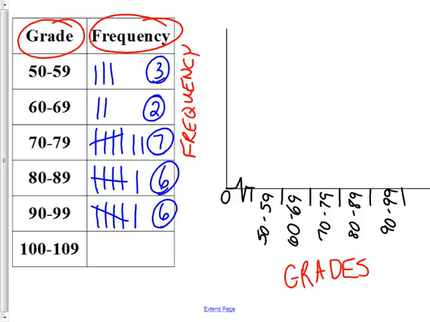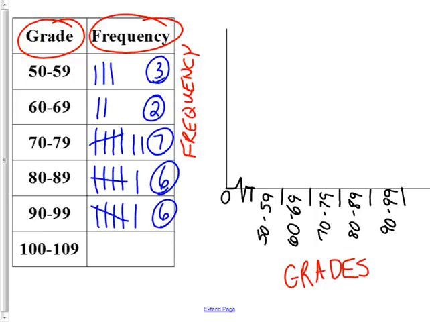If you make them different sizes, then they're going to be misleading. For example, I wouldn't want to make one interval go from 50 to 69 and then make the next one go from 70 to 74. I want them to all be the same size. So then I'm ready to label my y-axis, and then I can start putting in my data.